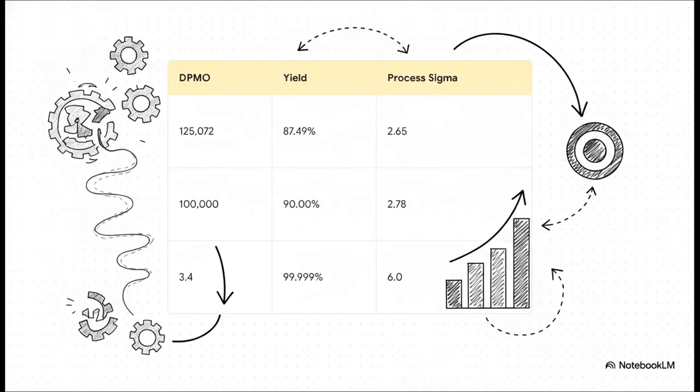And this brilliantly illustrates how interconnected all these metrics are. Look at the numbers. If you have over 125,000 defects per million, your process yield is sitting around 87%, which gives you a process sigma of 2.65. But watch what happens as your DPMO plummets down to that magical 3.4. Your yield skyrockets to 99.99966%, and you officially hit that prestigious process sigma of 6.0.